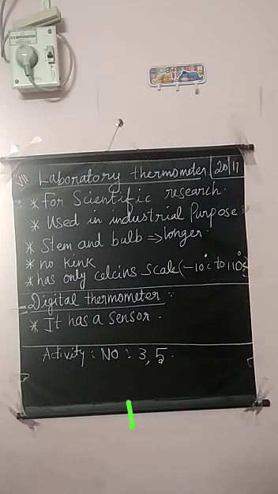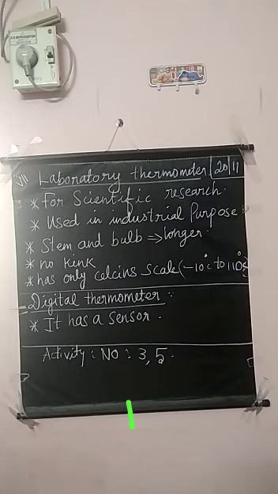So the main difference between the clinical thermometer and the laboratory thermometer is that in the laboratory thermometer, the stem and the bulb are much longer. You can see the picture in your book: on page number 4, the clinical thermometer is given, and on page number 5, the laboratory thermometer figure is given. Check that the stem and bulb of the laboratory thermometer are much longer compared to the clinical thermometer.